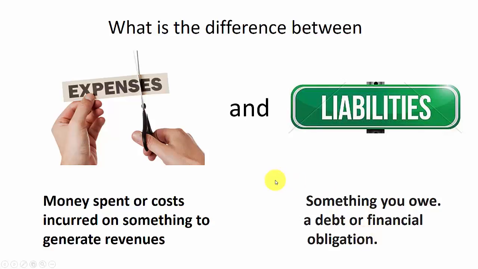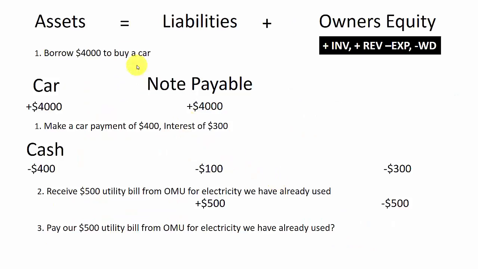But let's not stop there, because everything in this class is going to be focused on how this affects, or what's going on with, your accounting equation. So let's take a look at that. So here's our accounting equation. Assets equal liabilities plus owner's equity.